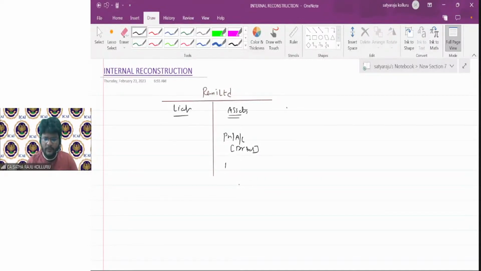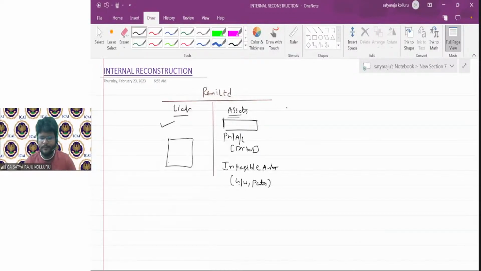Apart from that, it has certain intangible assets as well. Certain book values are there for goodwill, patents, trademarks, etc. It has all the remaining other assets here, whatever you can call PPE, or those are current assets. So share capital, then other liabilities all exist here. Now the thing is, why does Rani Limited want to go for internal reconstruction? That is the first question coming into our mind.